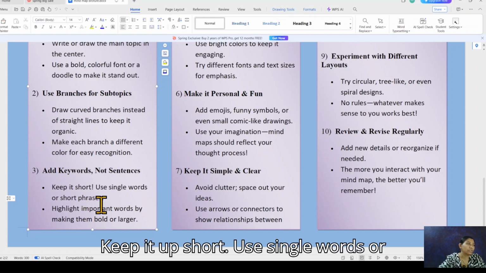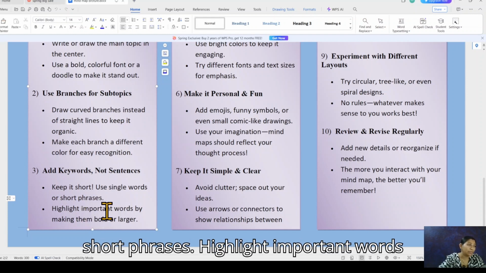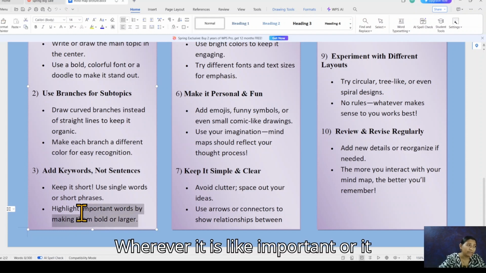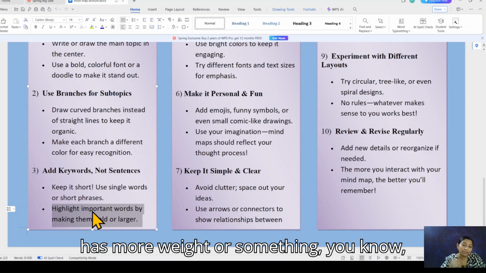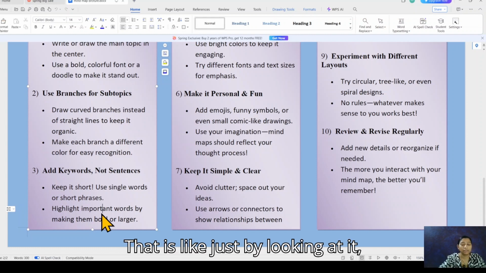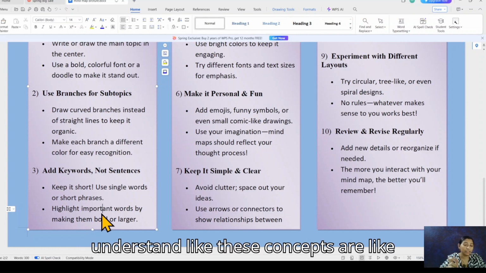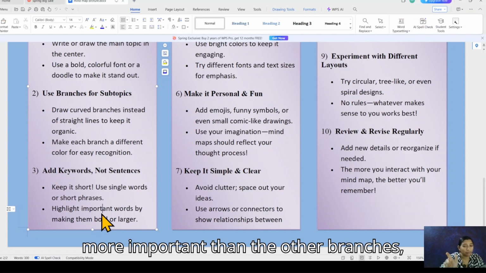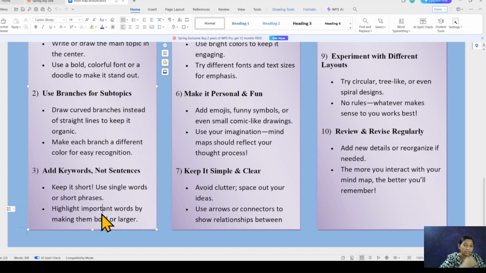Keep it short. Use single words or short phrases. Highlight important words by making them bold or larger, obviously. Wherever it is important or has more weight, you can highlight the word. Just by looking at it, whatever words are in bold, we understand that these concepts are more important. Like these branches are more important than the other branches, something like that.